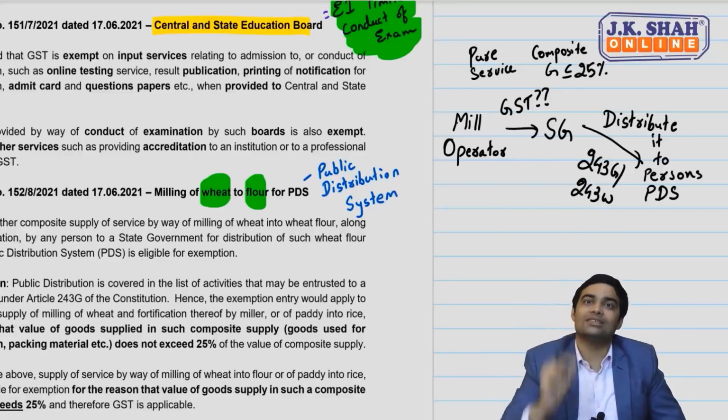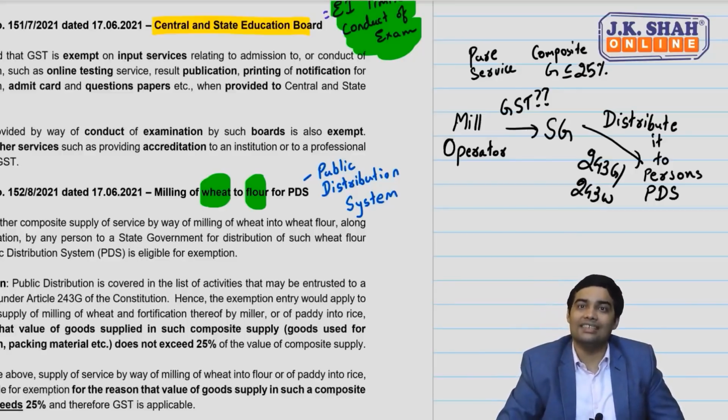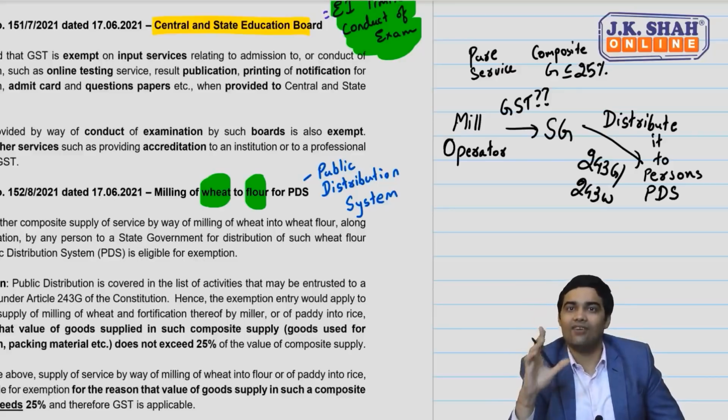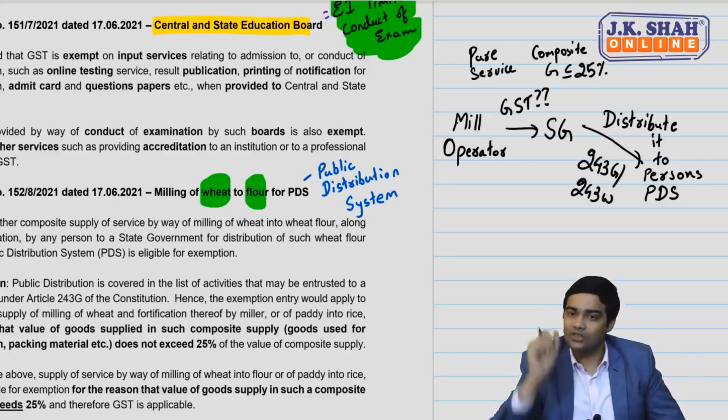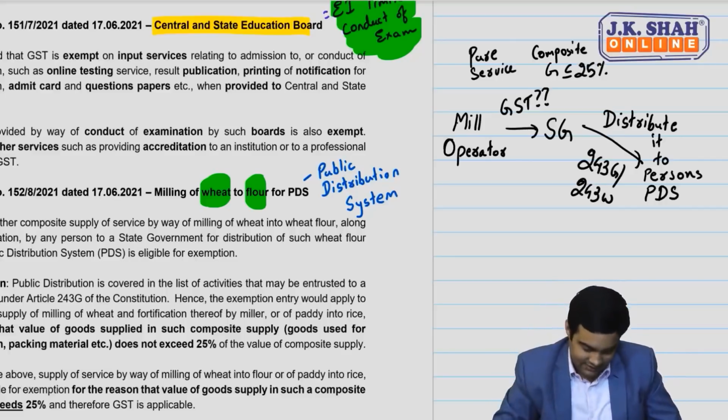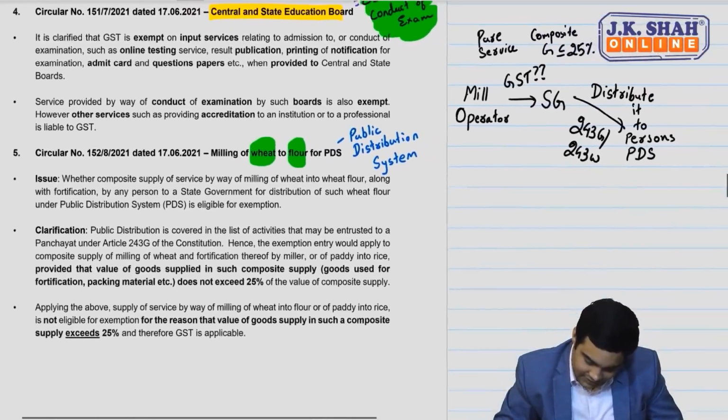As goods element is more than 25%, exemption would not be available. Are you clear with this? Yes. So what does the entry provide? Now see this. What was the issue?